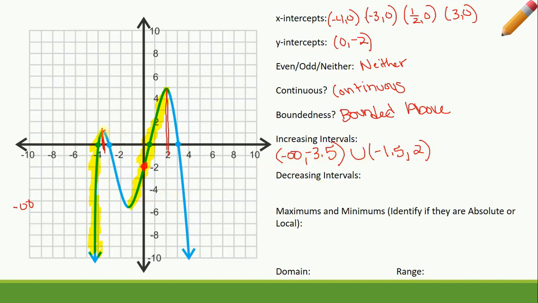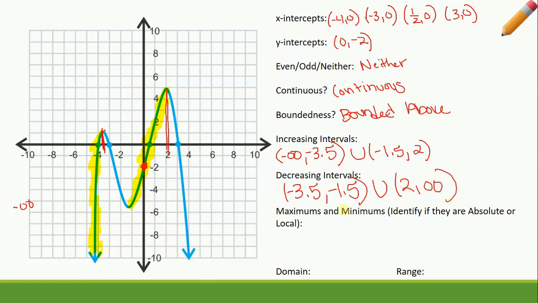Decreasing, I am decreasing from here to here, and then from there to there. So I am decreasing from negative 3.5 to negative 1.5. And then it looks like I'm also decreasing from 2 to infinity.